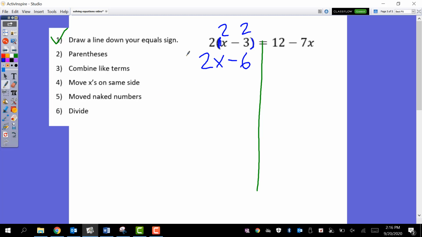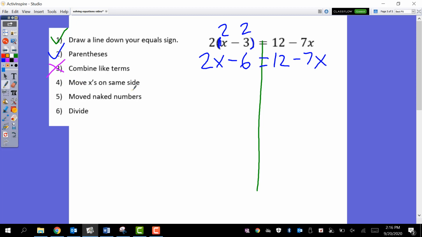On the other side, are there any parentheses over there? No. So I'm not going to multiply anything over there. That just comes down. That did not change. I didn't do anything to that, so it's the same. So that's what you do when there's parentheses. And now we keep going. Can I combine like terms? So on the left side, can I add 2 plus negative 6? No, because this has an x, this does not. On the right side, can I add 12 plus negative 7? No, this does not have an x, this has an x. So there's no combining like terms this time.